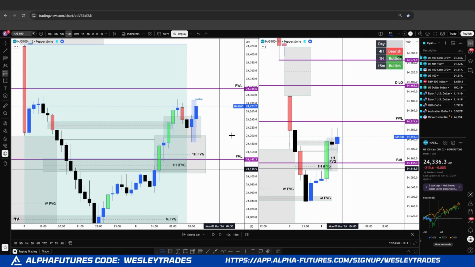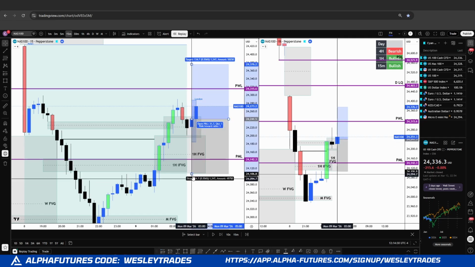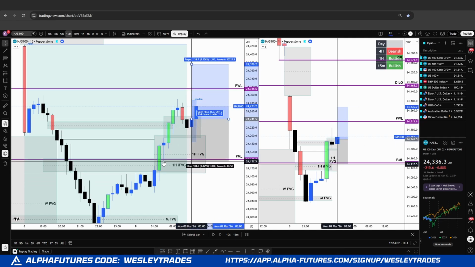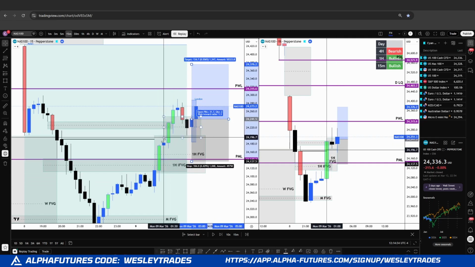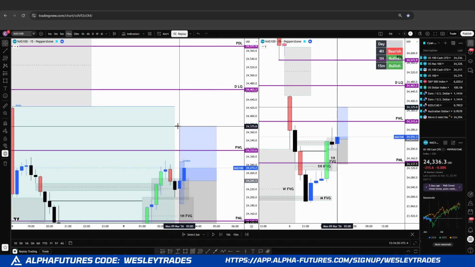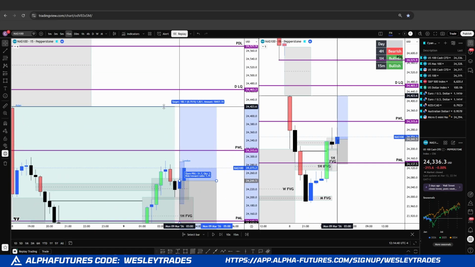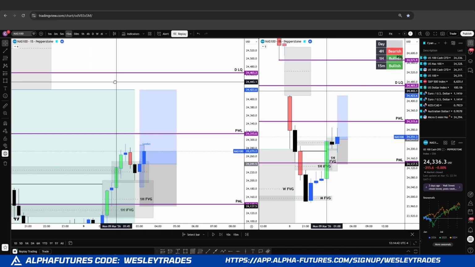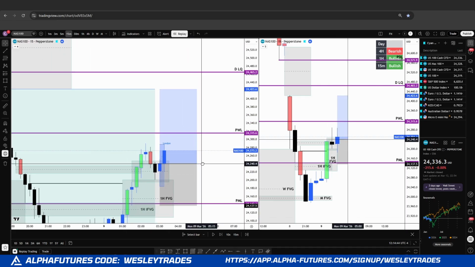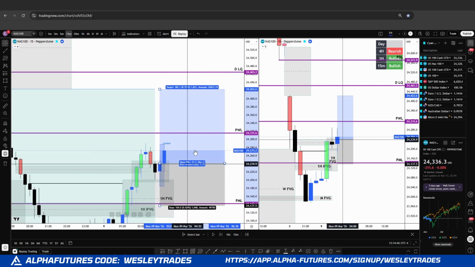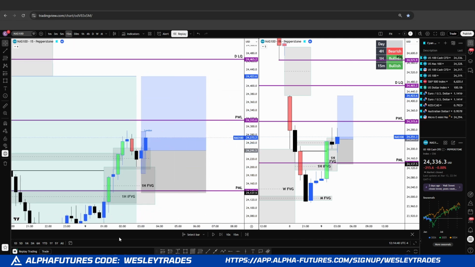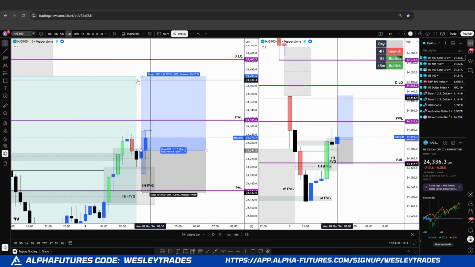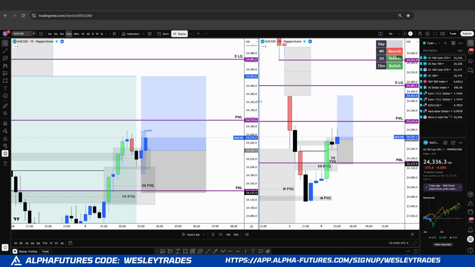So I took a buy here. I took my stop loss here at the beginning of this fair value gap formation, and I took my take profit here. There we go. Now take a look. This is a 1 to 1.75. Just have a look here and have a look here. What's happening?